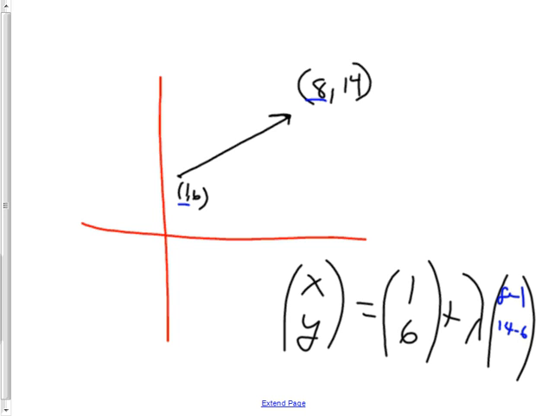How do I know I'm right? If that's 7 and that's 8, then when I stick in lambda is 0, I better get 1, 6. Well, put a 0 here, it's going to cancel everything. So yeah, it worked. Okay, if I put in a 1, what am I supposed to get? 8, 14. If I stick in a 1 right here, 1 plus 1 times 7 gives me 8. Yay. And 6 plus 1 times 8, 6 and 8, 14.